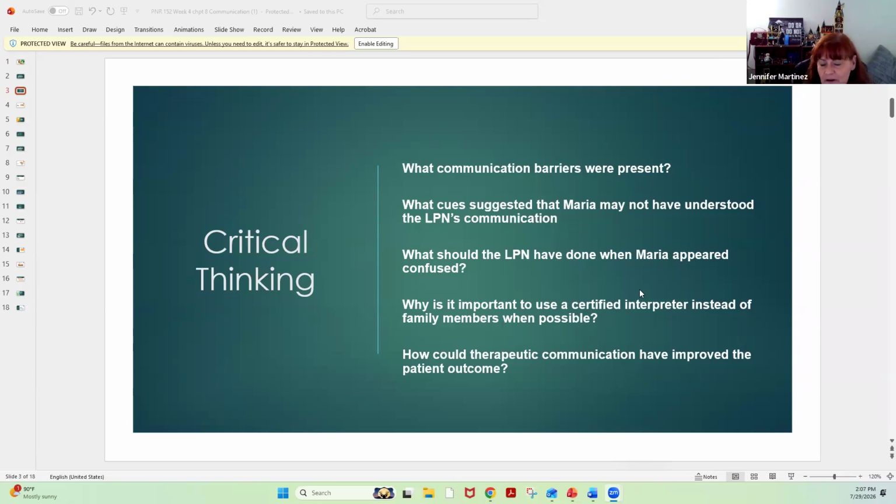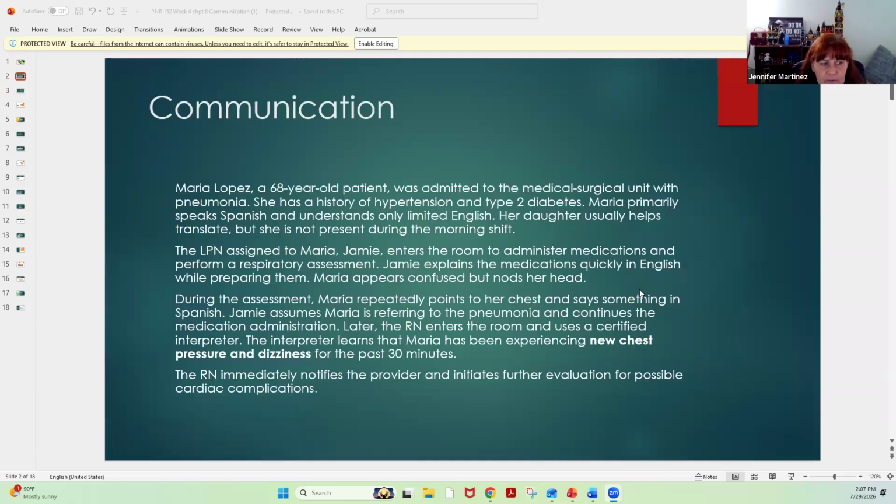So, part of the beginning of this, let's go back. It says right here that she has a history of hypertension, type 2 diabetes. Maria primarily speaks Spanish and understands only limited English. Her daughter usually helps translate, but is not present during the morning shift.